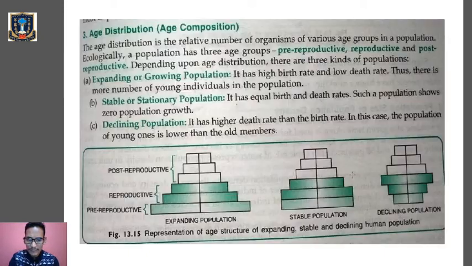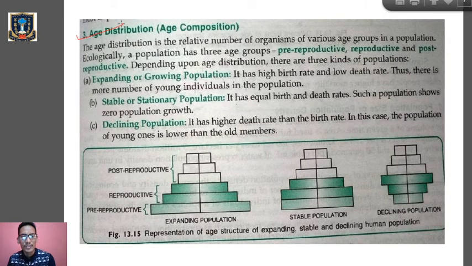Then the third attribute of population is age distribution, the age composition, because in a particular population we have three age groups of organisms: the pre-reproductive age group, the reproductive age group, and the post-reproductive age group. Depending upon the age distribution, we have three kinds of populations: the expanding or growing population, the stable or stationary population, and the declining population.